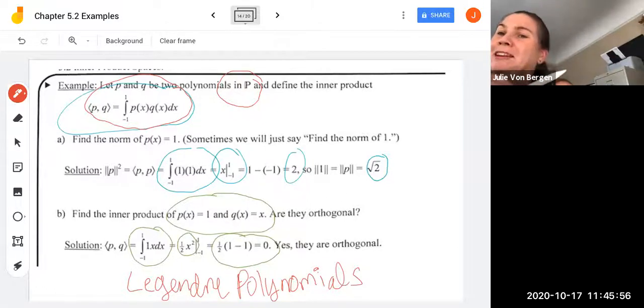So you can kind of let your brain think about that. We're not going to go too far in depth into polynomial space in this class beyond looking at examples and applications. So you can kind of let that sink in, that if we're not in R2, our usual definition of orthogonal is a different definition based on the inner product space we're in.